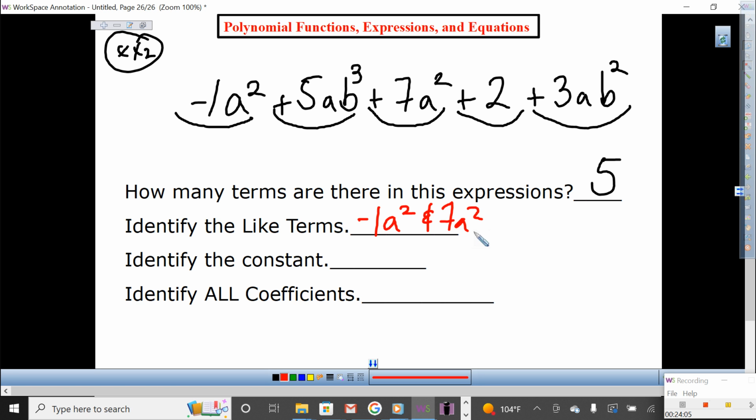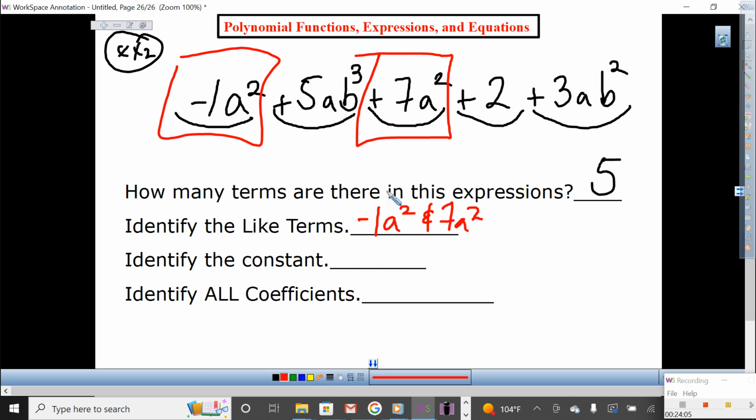That is correct. Now, she said this one and this one. All right. Tell your neighbor why not this one and this one also. Talk to your neighbor, let them know why not that one. Yeah, even though they have the exact same variables, do they have the exact same exponents? No, that's why we don't go with those, okay? What is our constant? We should have gotten what? 2.